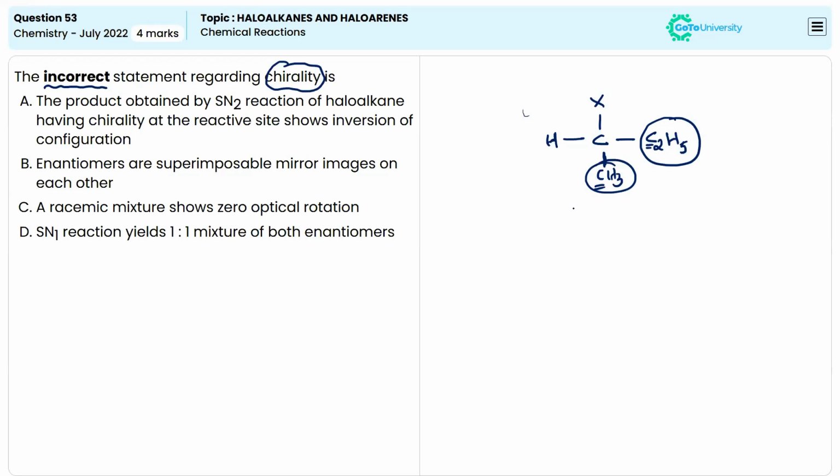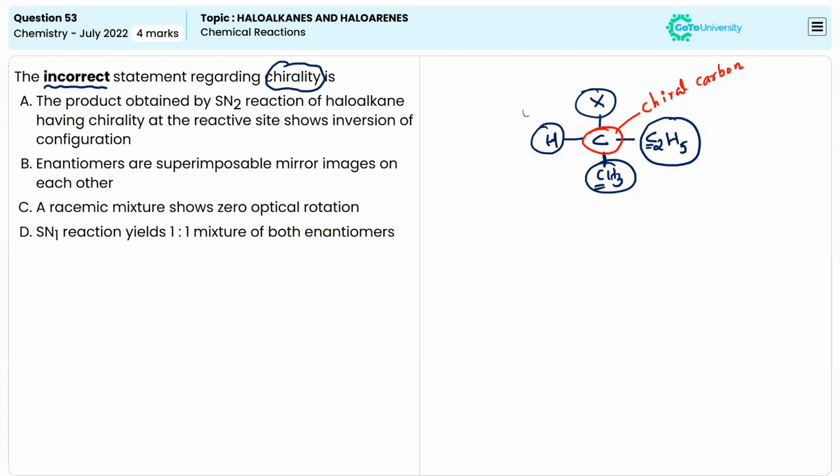If it is a single atom, it is fine. If it is a group like an alkyl group, we have to check the entire alkyl group. So this is CH3, this is C2H5. Both are different. And now here we have hydrogen, here we have halogen. So here all the four groups connected to this carbon are different, right? So this red carbon is the one that I am circling using the red pen. This carbon is the chiral carbon.